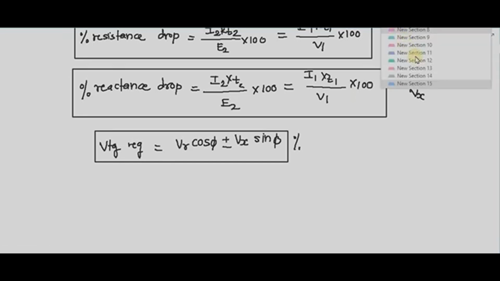Now let us see what the efficiency of the transformer is. Students, a transformer is a static device, so there is no rotating part in the transformer. As there is no rotating part, there are no rotational losses, so the transformer has a high efficiency. Among all the machines that we are using in the power system, the transformer is the most efficient machine.